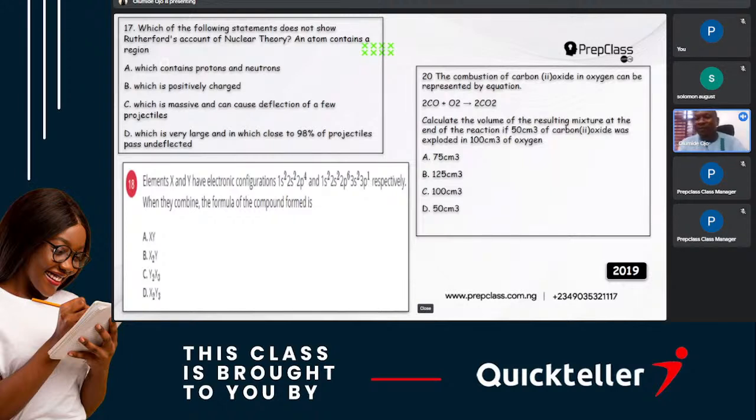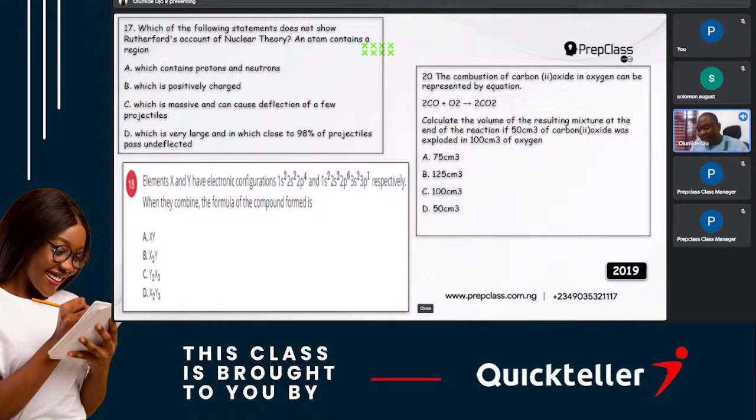So he said, calculate the volume of the resulting mixture at the end of the reaction if 50 cm³ of CO was exploded in 100 cm³ of oxygen. So you come on that 2 of CO, you put 50 cm³. You come on that oxygen, you put 100 cm³. Now, this is the golden rule, the style you are going to use.